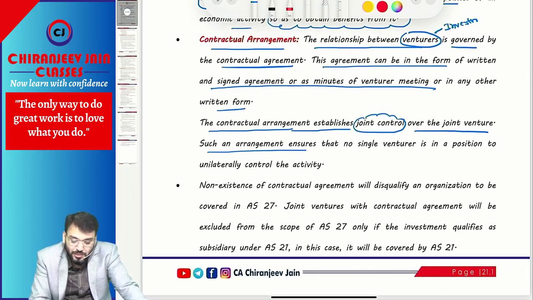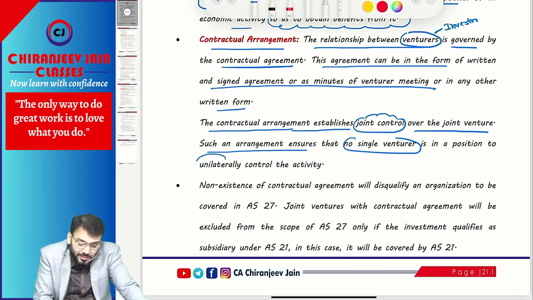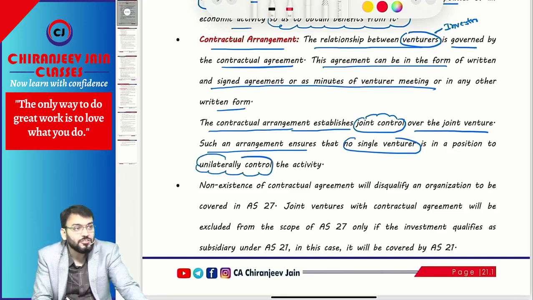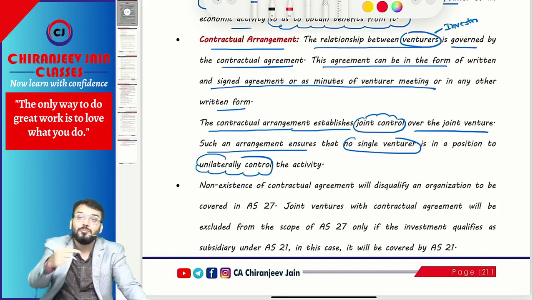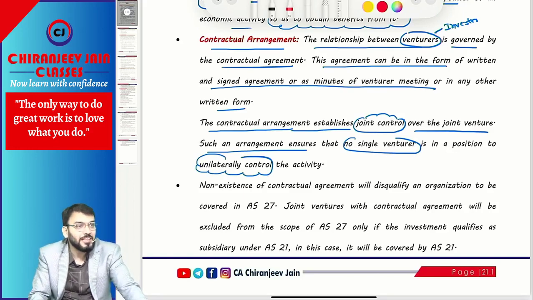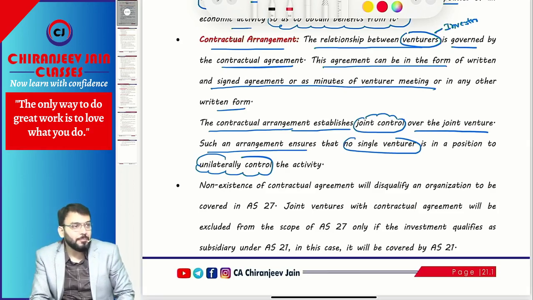Such an arrangement ensures that no single venturer is in a position to take decisions on their own. Means no single venturer is in a position to unilaterally control the activities. So one single investor cannot control the activity. Otherwise it becomes what? Parent company. Then AS21 is applicable.